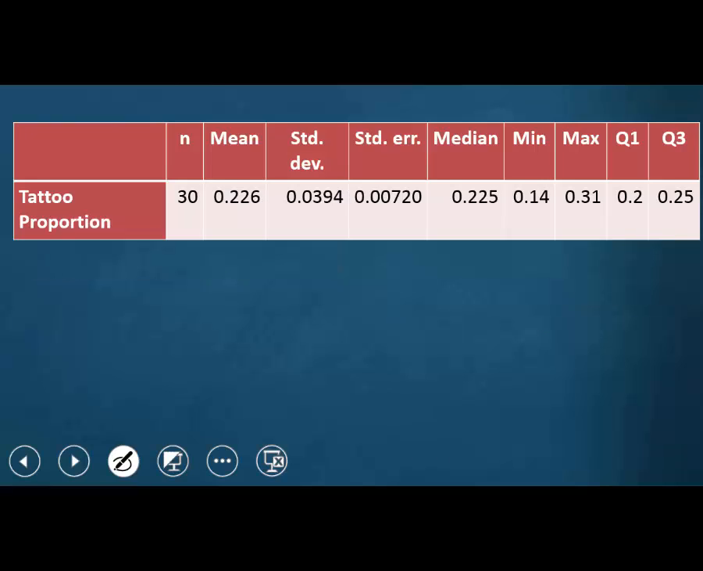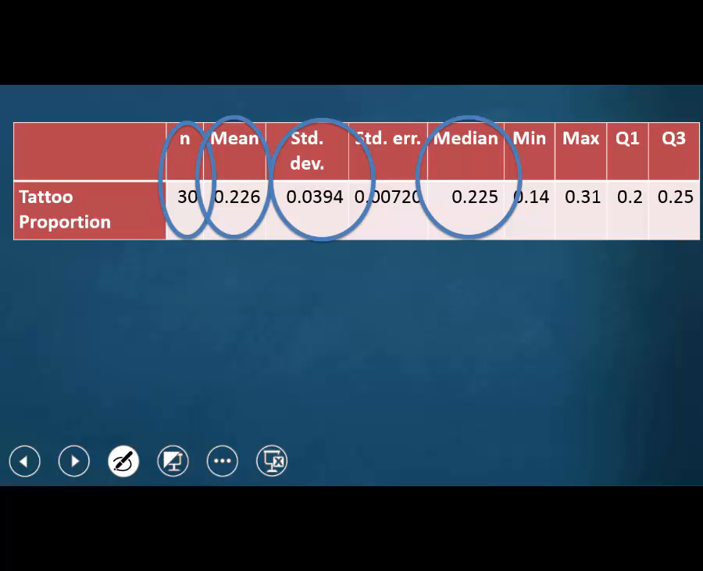Now here I've created a summary statistics table. Again, note we had 30 students that take the sample, hence n was 30. Notice that the mean of all of the proportions is 0.226, and the median is 0.225. This was also reflected in the histogram with a peak of about 0.23. And the spread is best described by the standard deviation of about 0.04.